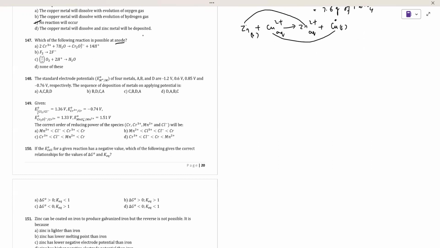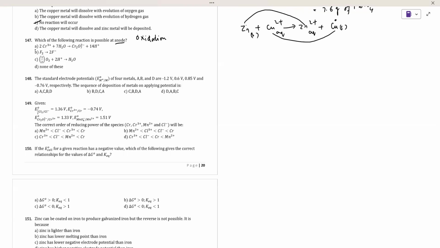They are trying to ask you, among the given reactions, which one can occur at anode? First of all, let us understand at anode what type of reaction takes place. We all know that it is oxidation reaction. At anode always the metal should lose its electrons and undergo oxidation. Now, among these reactions, we have to find which is undergoing oxidation. It is just as simple as this.